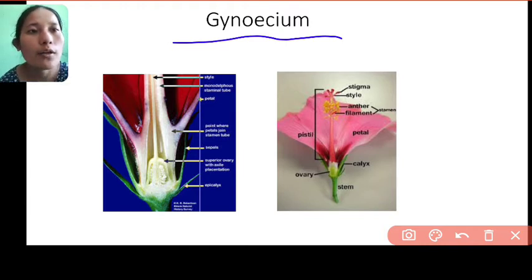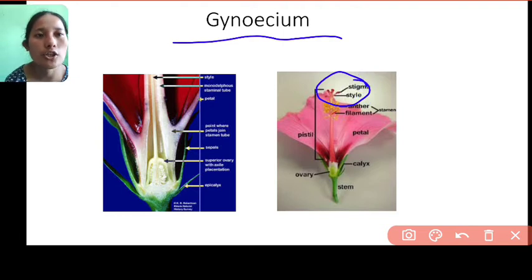gynoecium. Now can you see this lobed structure here? This is referred to as stigma. Your pollen grains, that is the male gamete of a plant, come and stick to this stigma. So this one, stigma, is the female reproductive part. The first receptor part of a flower which receives your pollen grain is the stigma.